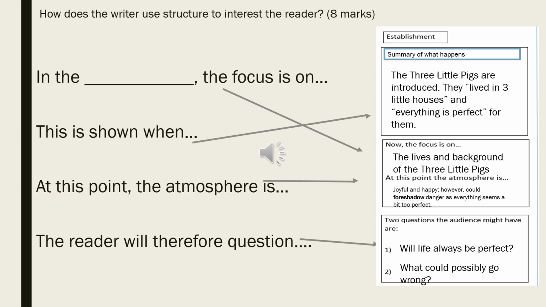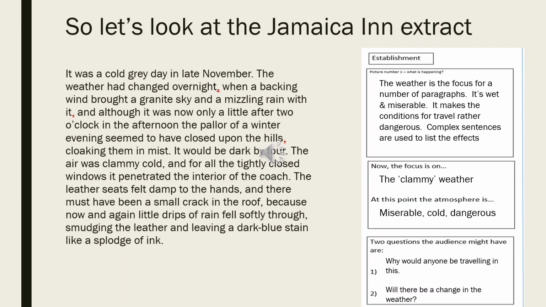Let's have a look at it on the next slide, Jamaica Inn, which is a bit more tricky. Well, we should already know about what is established at the beginning of Jamaica Inn because we answered on that in question 1 and indeed a bit on question 2. It's the weather. Remember? It was a cold, grey day in late November.